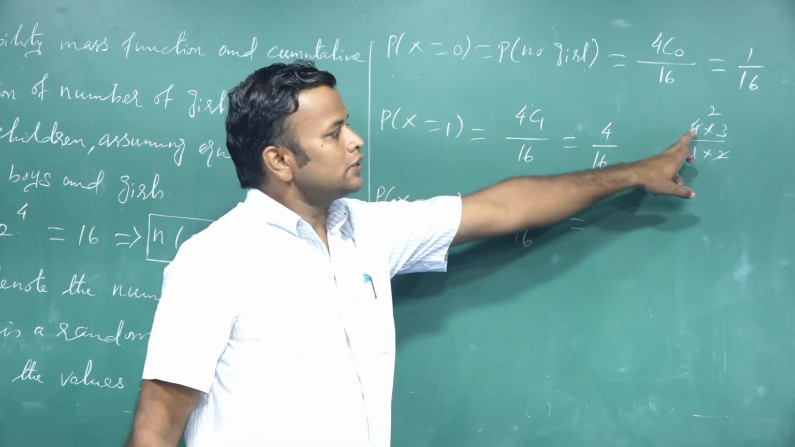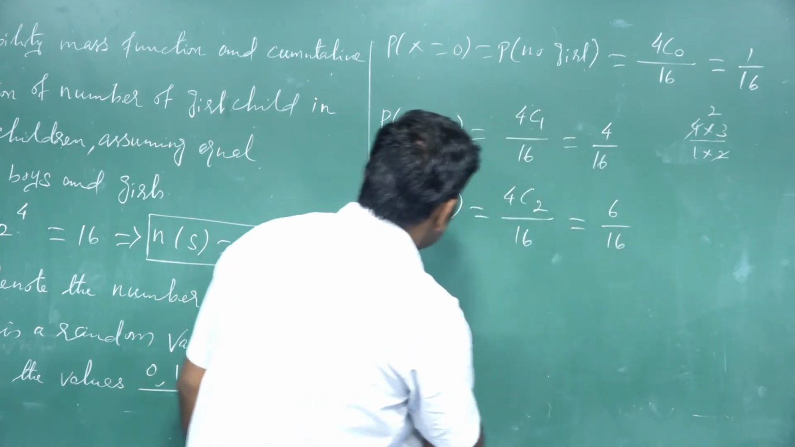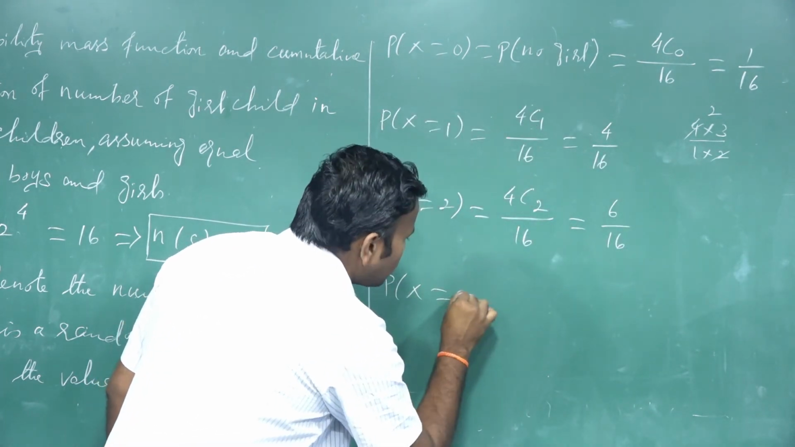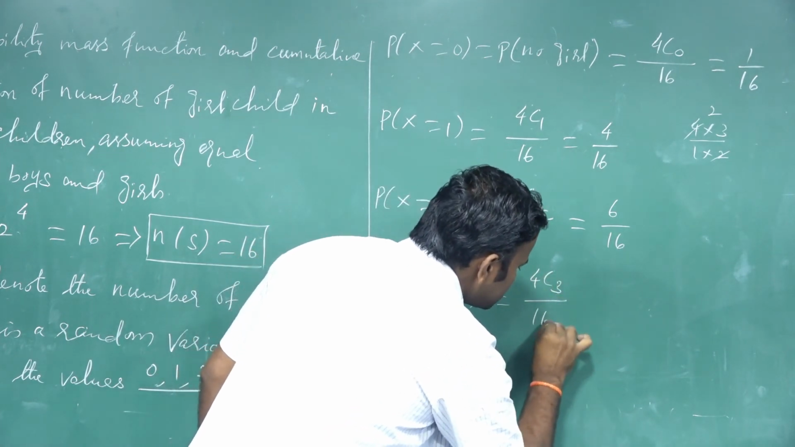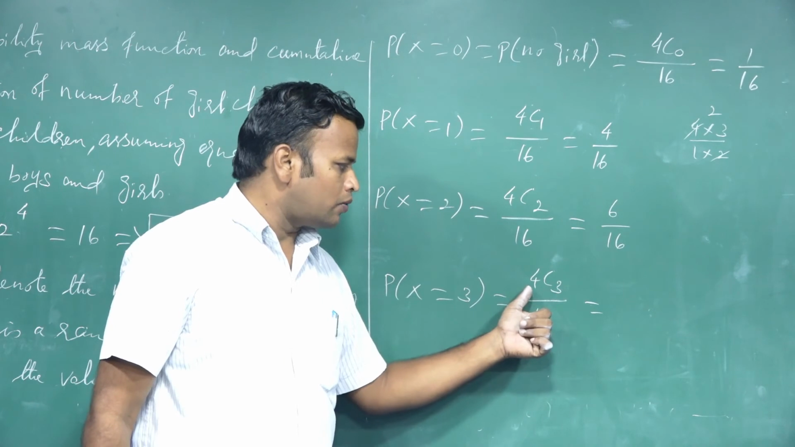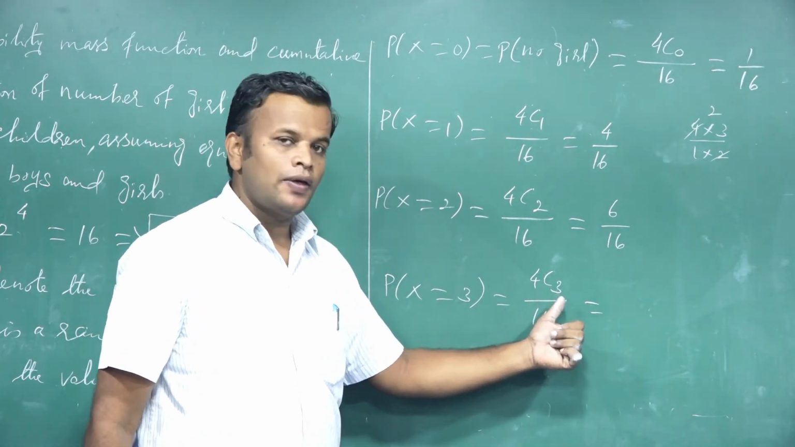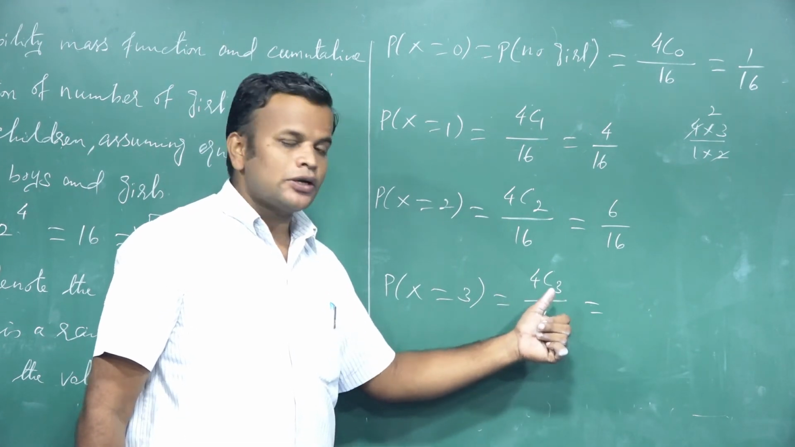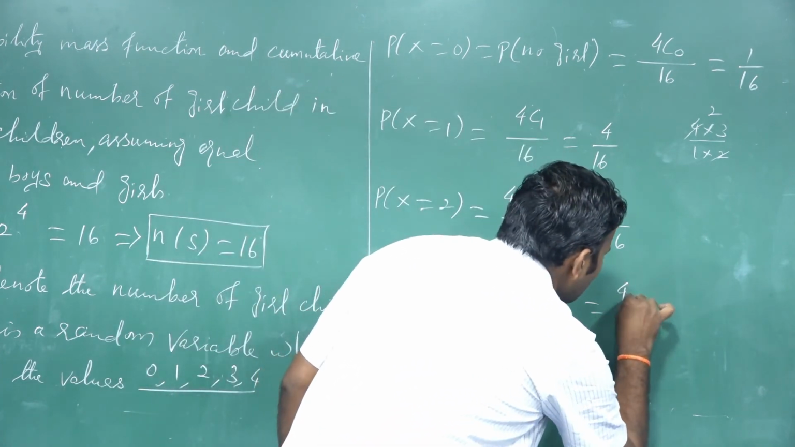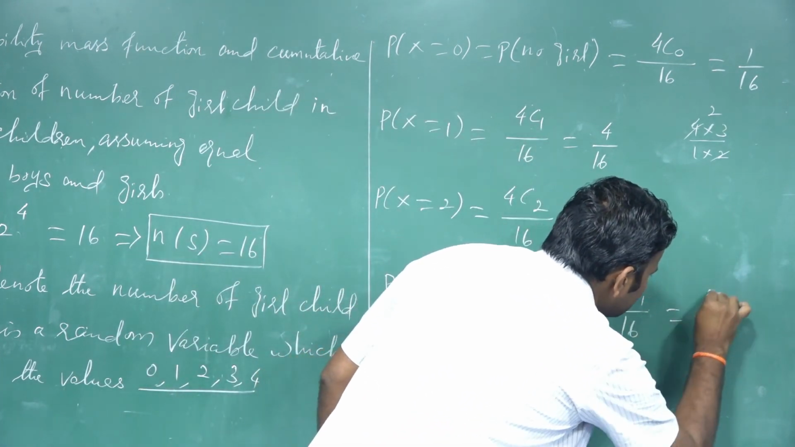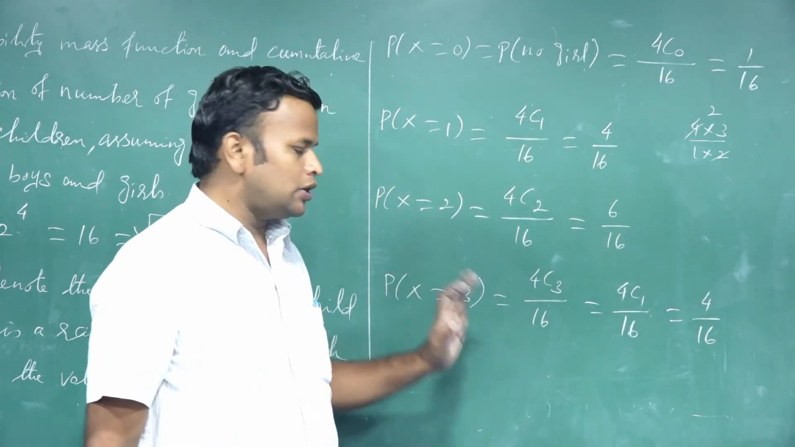In the second term I cancel 2 times. 2 3s are 6, so 6 by 16. Next, P of x is equal to 3: 4C3 by 16. Out of 4 children, there will be 3 girl children, so 4C3. But you know the formula for nCr is also equal to nC(n minus r). 4 minus 3 is 1, so 4C1 by 16 is again 4 by 16. So P of x is equal to 3 is 4 by 16.